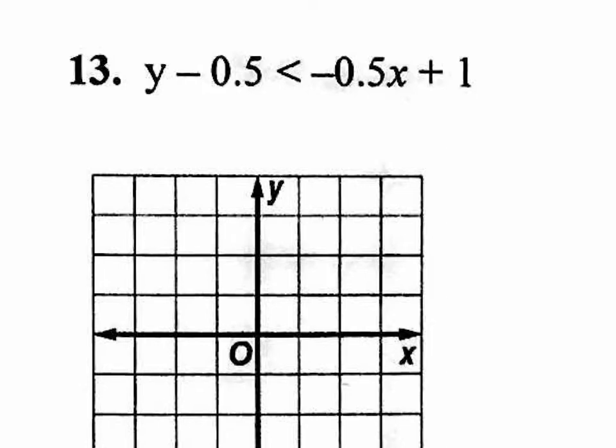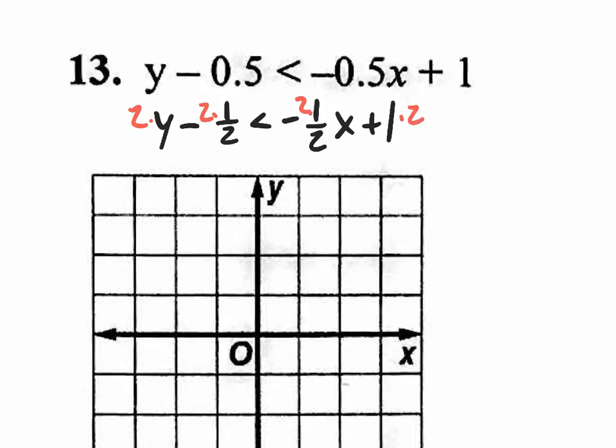Okay. So if I were to convert them to fractions, I'm going to end up with y minus 1/2 is less than negative half x plus 1. Yay? Now let's say you want to get rid of fractions. Okay, which you don't have to, by the way. But let's say you wanted to get rid of fractions. What could you do? Multiply everything by what? 2.